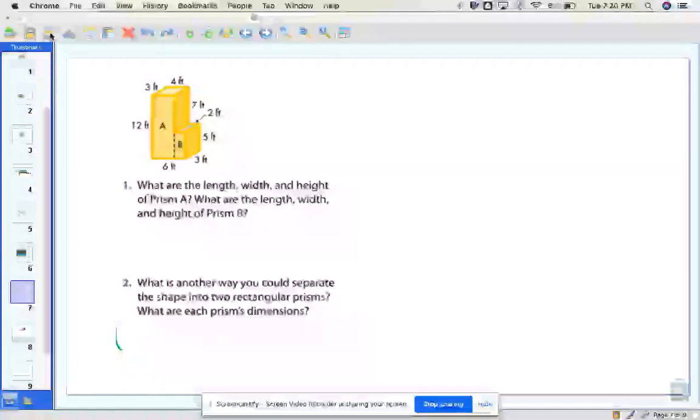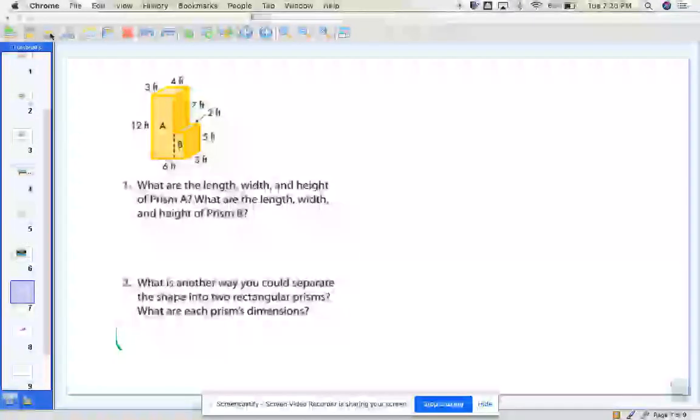Number one, what are the length, width, and height of prism A? What are the length, width, and height of prism B? So I'm looking at these composite figures with two combined rectangular prisms. There are lots of numbers, and I have to look very carefully at what numbers I need.